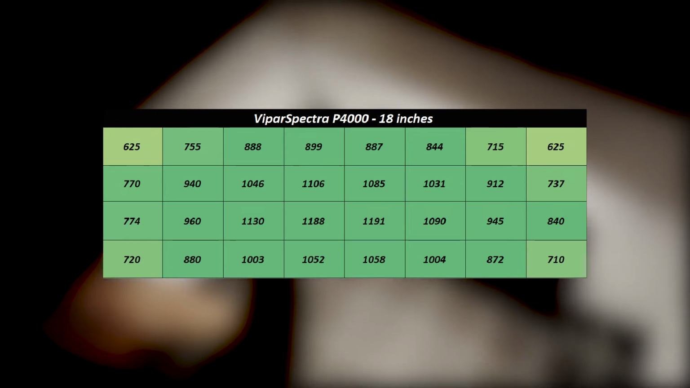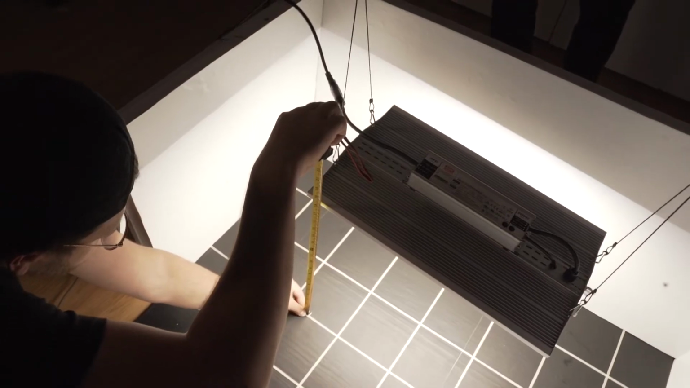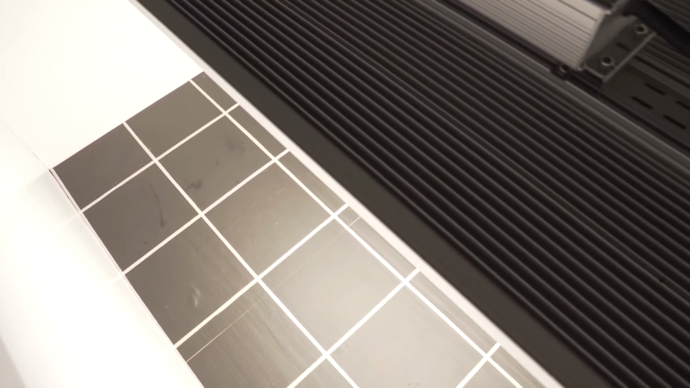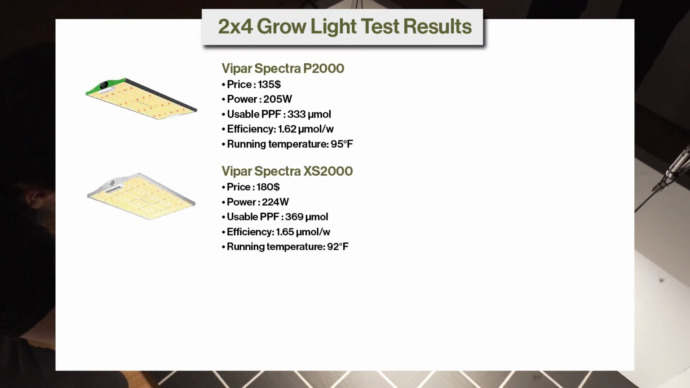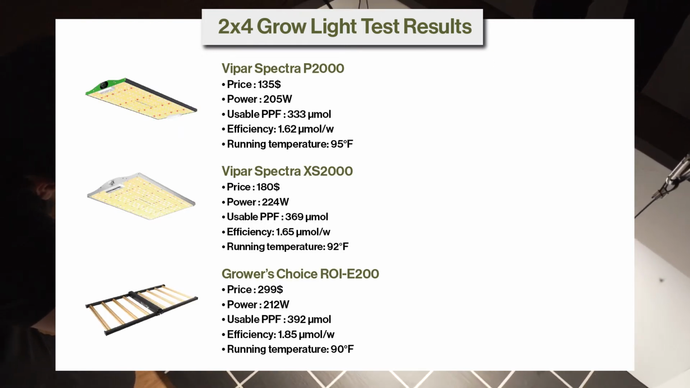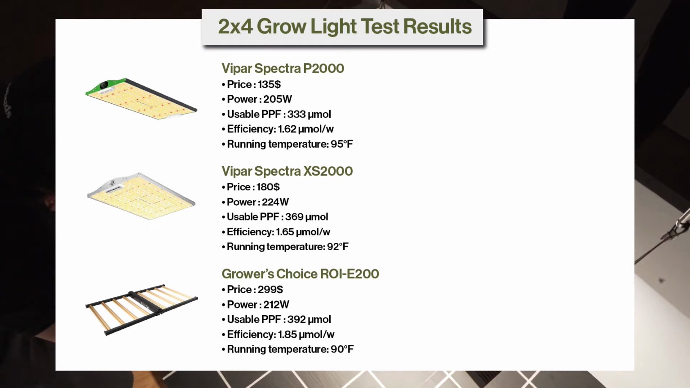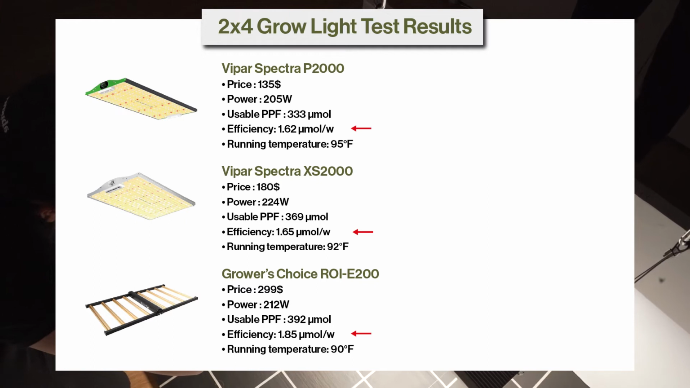Okay, enough for the PAR map, let's take a quick look at each fixture's usable PPF. This is the total amount of PAR photons that are produced by the fixture and that actually make it to the canopy. Here, aside from the P4000, obviously, all three fixtures rank from cheapest to priciest when it comes to the total output. Now, if we divide this value by the fixture's wattage, we get a very important metric, the usable efficiency.